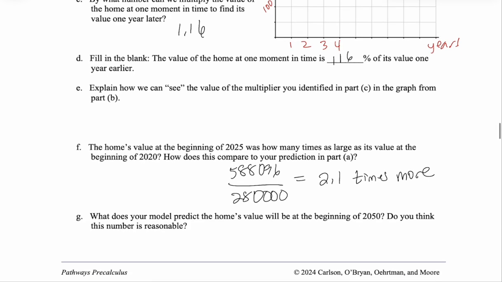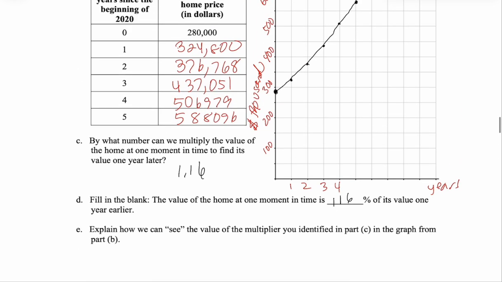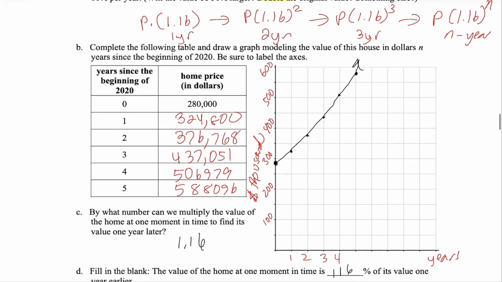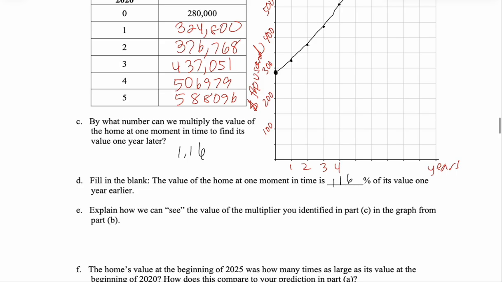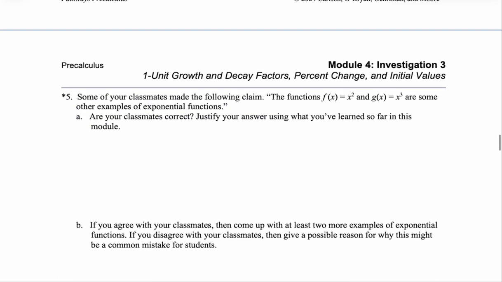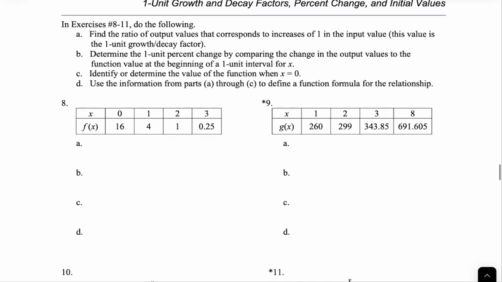And then it says, what does your model predict the home's value will be at the beginning of 2050? So remember, the year was 2020. For 2050, we would have to string our number out way past to get to 2050, and the value of the home would be very, very, very, very large. Okay. So now could you please jump down to problems 8 and 9?